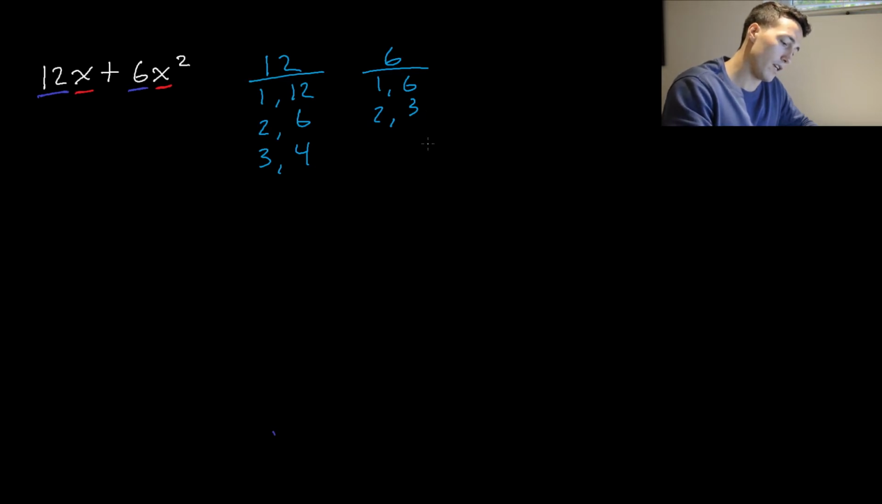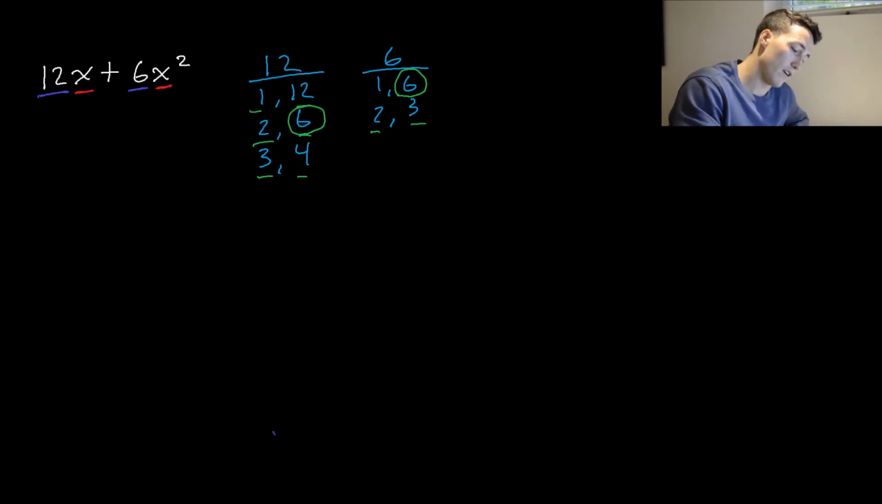So here you're trying to find what factor out of these two columns is common to both the 12 and the 6. In this situation, it's actually the 6 right here. So it's in the 12x, and it's also in the 6x squared. So we can write this as the greatest common factor because 6 is a factor of both 12 and 6, and it's the largest that's common to both of them.